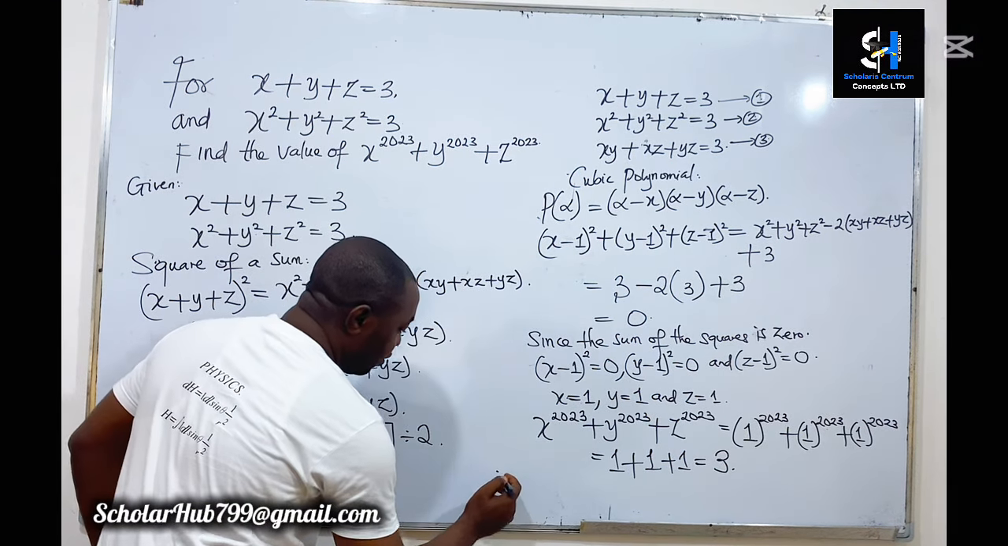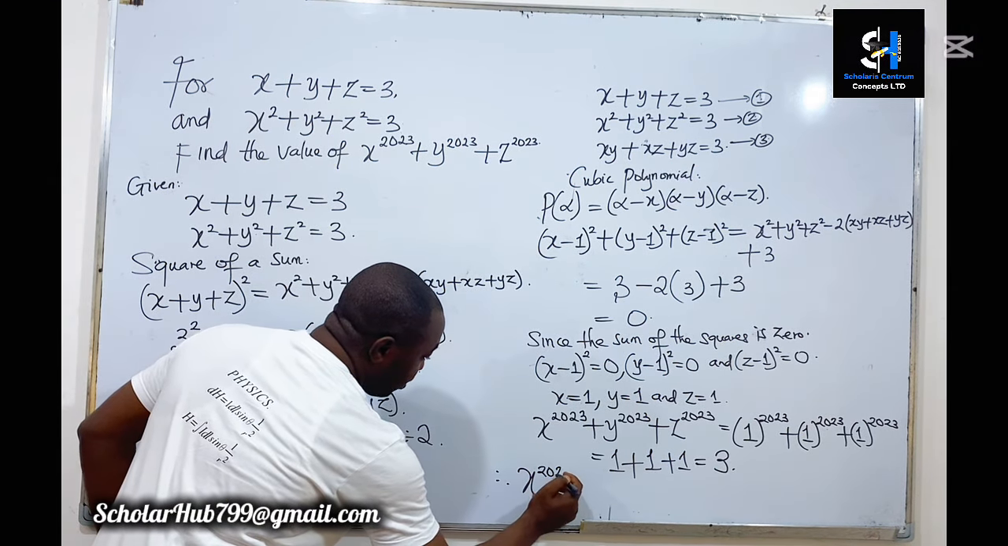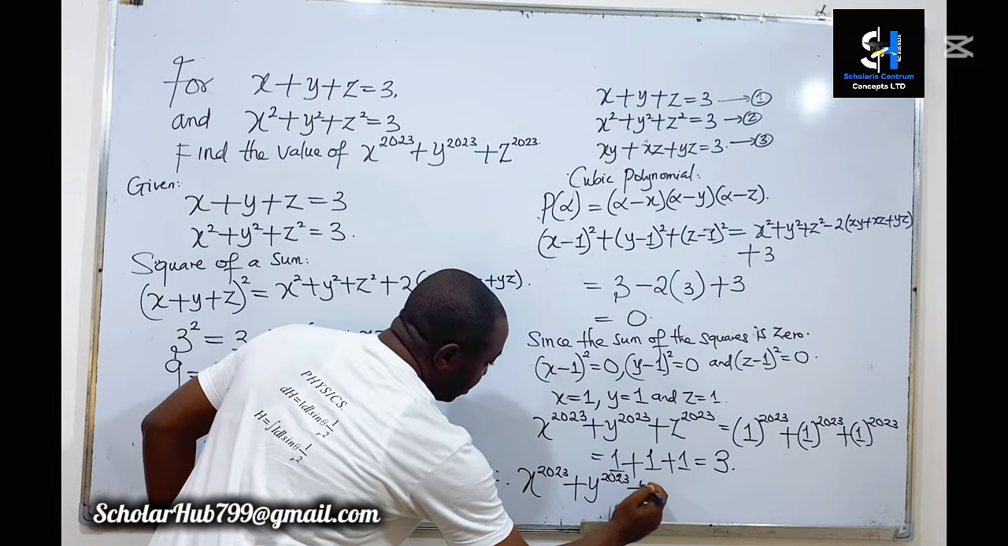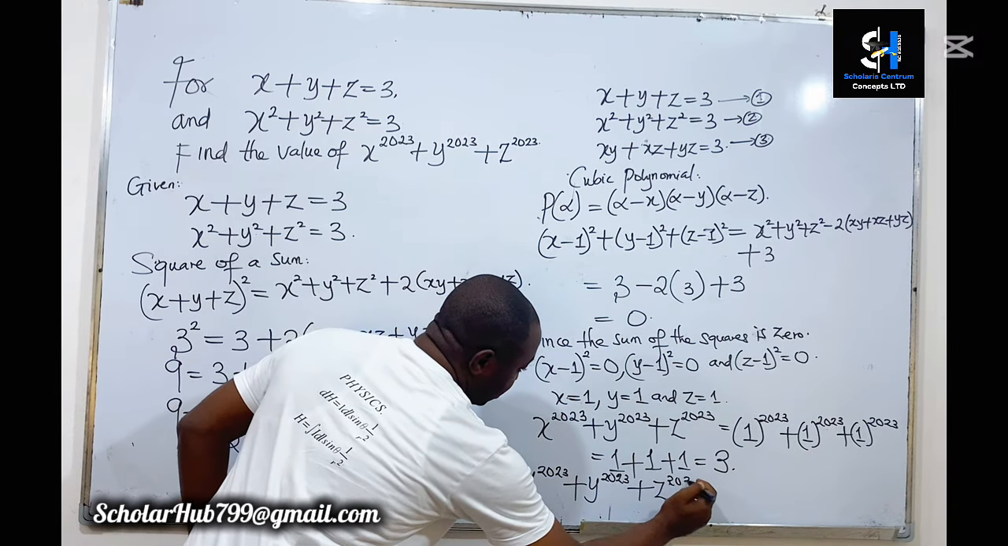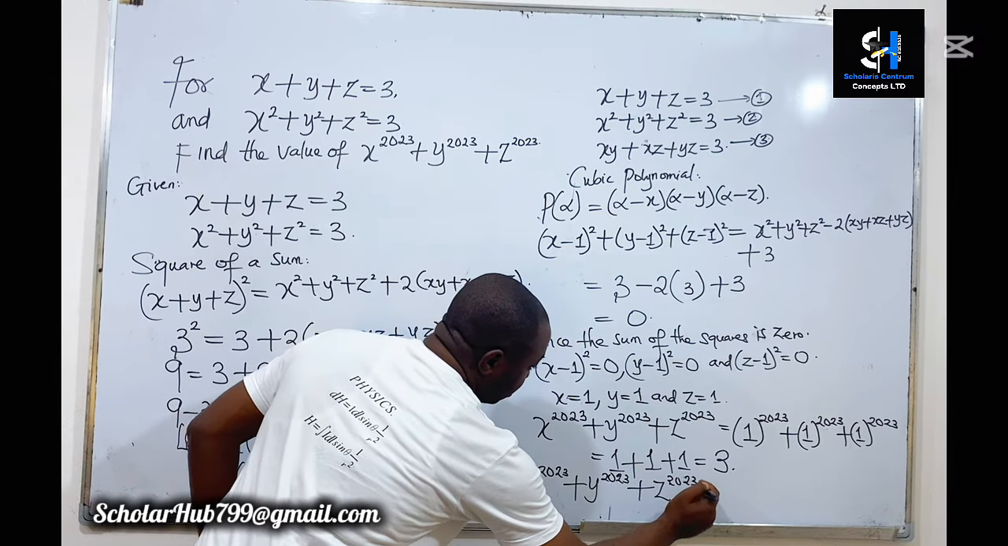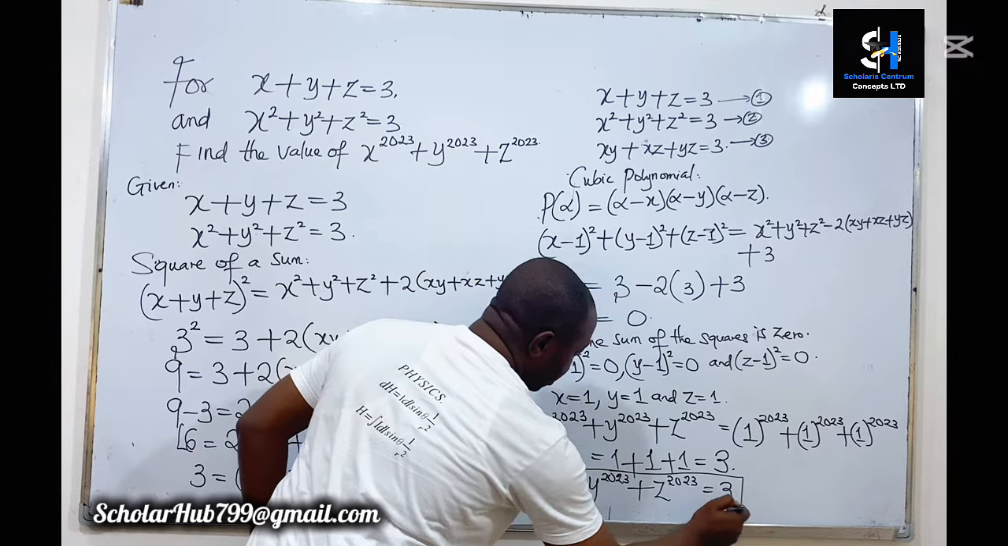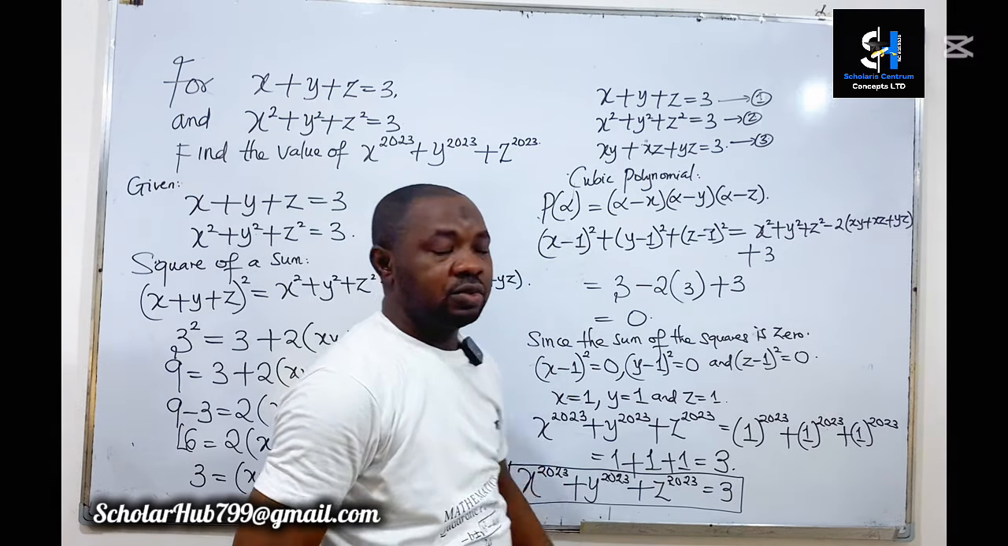Therefore, x raised to the power of 2023 plus y raised to the power of 2023 plus z raised to the power of 2023 equals 3. And this is our final answer. That's our answer to the question.